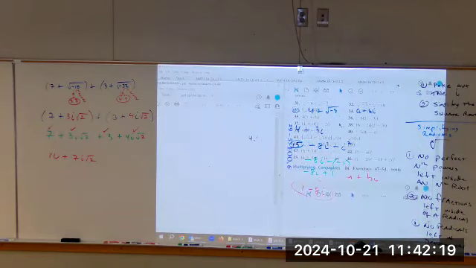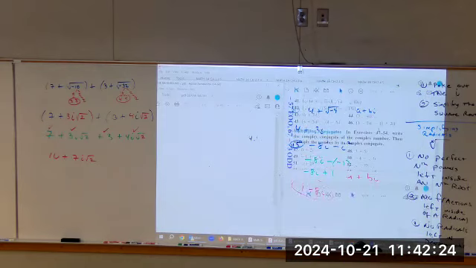42. Now we're doing some multiplication.